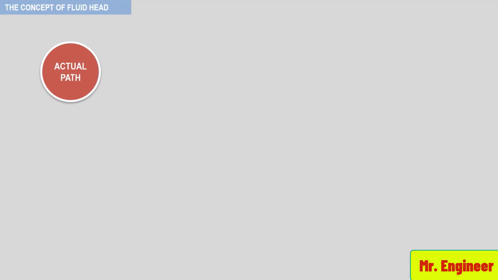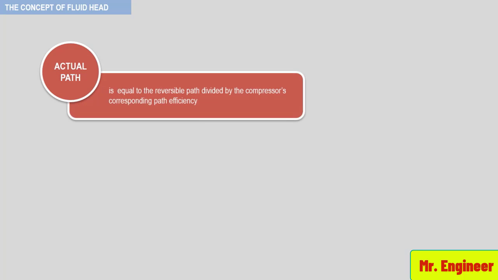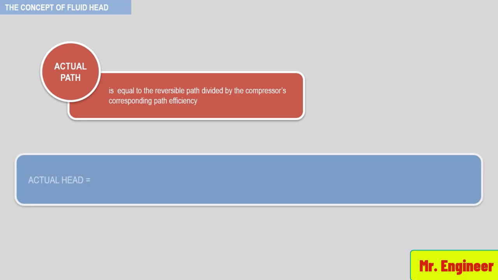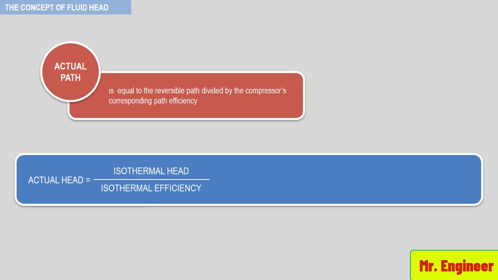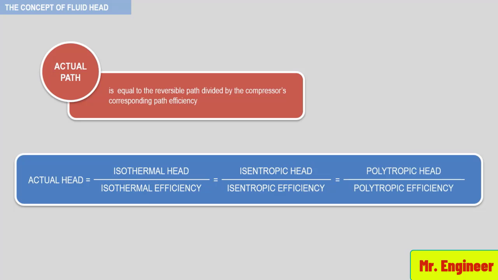The actual path that any compressor follows in compressing a gas is equal to the reversible path divided by the compressor's corresponding path efficiency. Therefore, we can write the following equation. So, the actual head is equal to the isothermal head divided by the isothermal efficiency, which is equal to the isentropic head divided by the isentropic efficiency. And likewise, it is equal to the polytropic head divided by the polytropic efficiency.